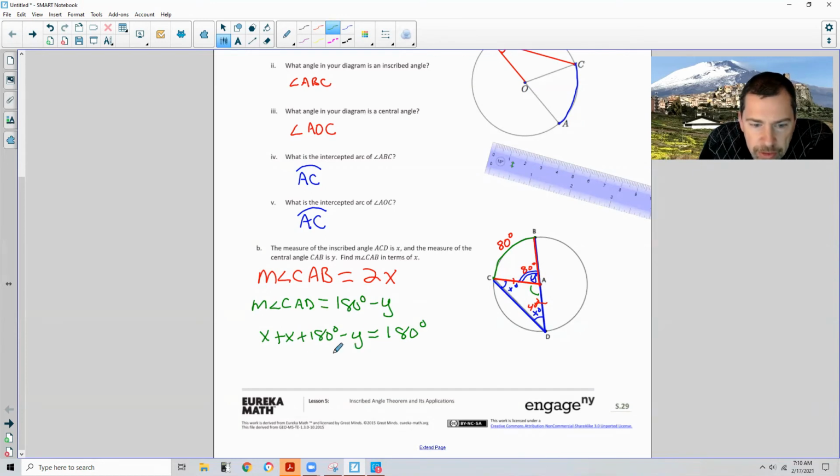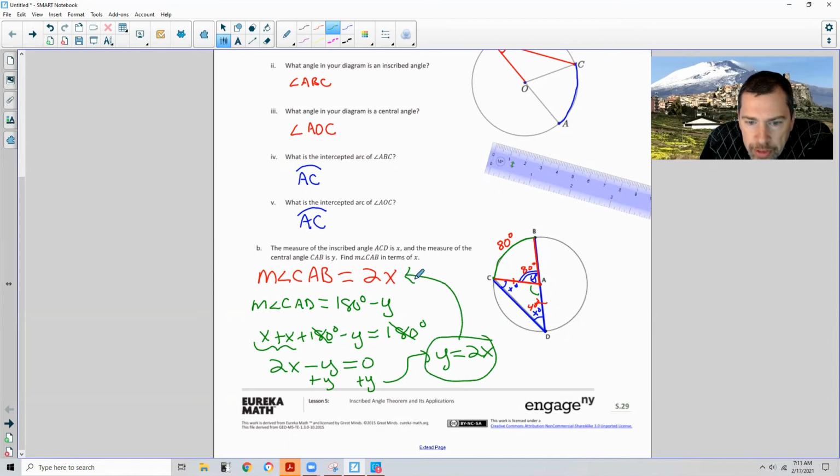Well, if I subtract 180 from both sides and combine like terms, the 180s cancel, so I get 2X minus Y equals 0. And then if I add Y over to the other side, I get Y equals 2X. And Y is CAB. So the measure of angle CAB equals 2X. So I guess that would have been a better way to explain it, because we're trying to prove that central angles equal the intercepted arc and inscribed angles are half.